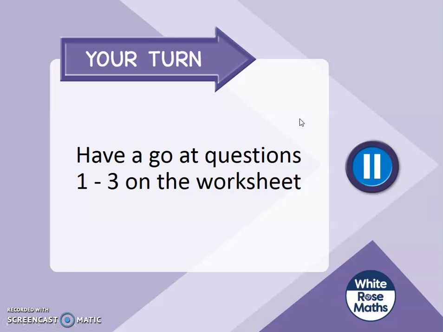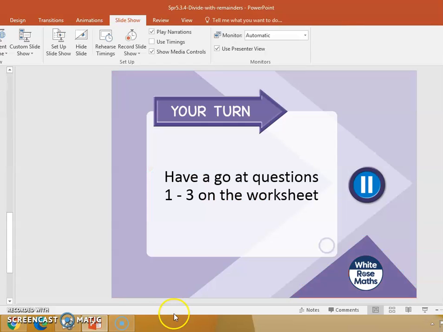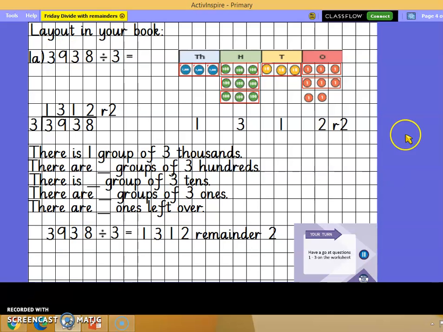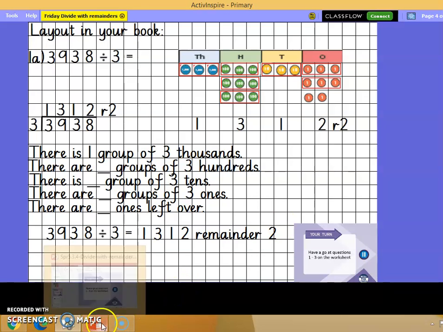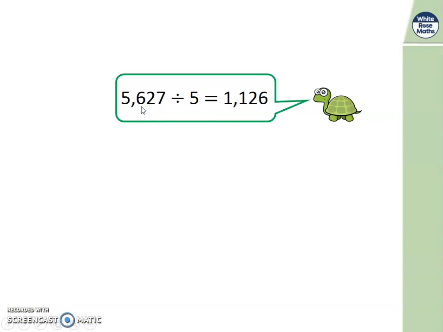Your turn. Have a go at questions 1 to 3 on your worksheet. To look at how to lay that out in your book, please pause and look at it on here. Now that you've completed 1 to 3 on your worksheet, let's continue on the next slide.